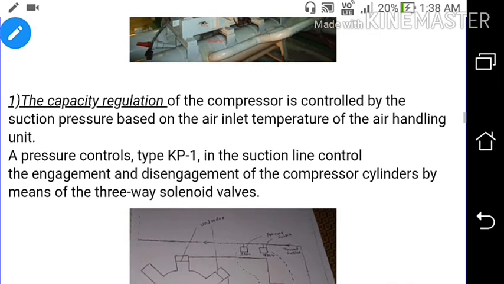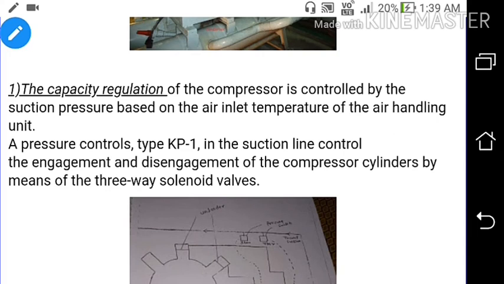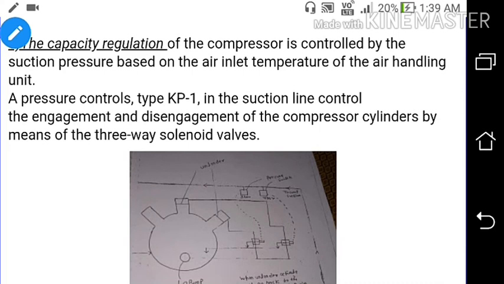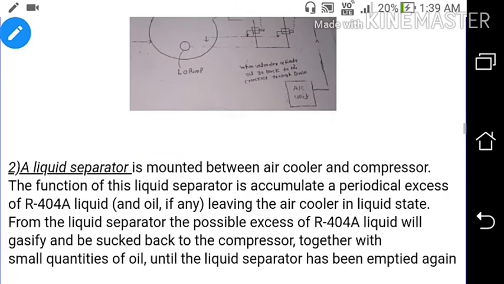So the capacity regulation of the compressor is controlled by the suction pressure based on the air inlet temperature of the air handling unit. A pressure control in the suction line controls the engagement and the disengagement of the compressor cylinders by means of 3-way solenoid valves.